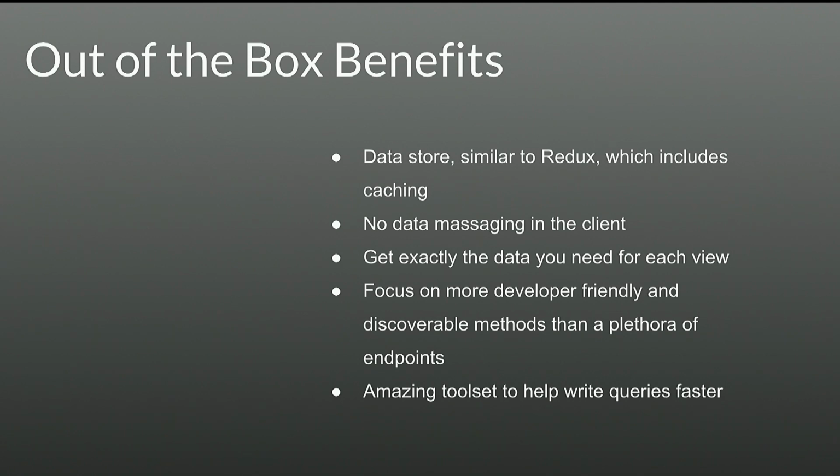You get caching out of the box. You don't have any data massaging in the client because you're declaring the data that you want, and that's all the data that you're getting back. You're not underfetching, you're not overfetching, you're getting exactly the data that you want back, and so you don't have to massage it on the client's end. Again, you can get exactly the data that you need for each view. So for example, that blog post index, if all I want is the title, the slug, and an excerpt, all I ask for is that. And that's all I get.